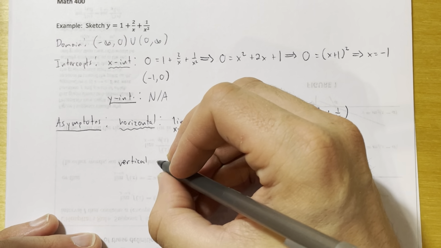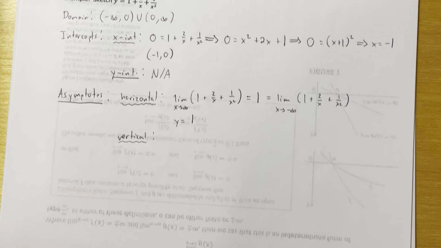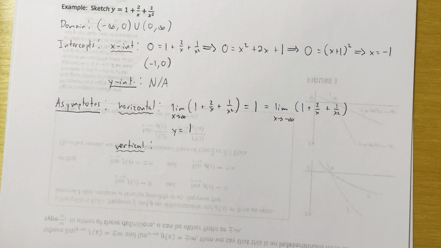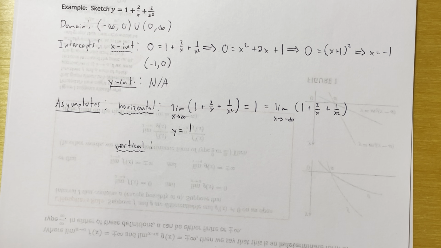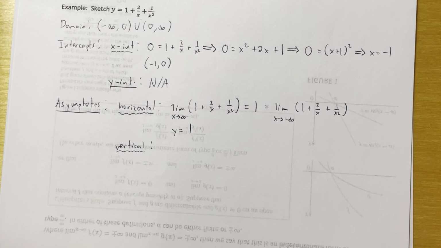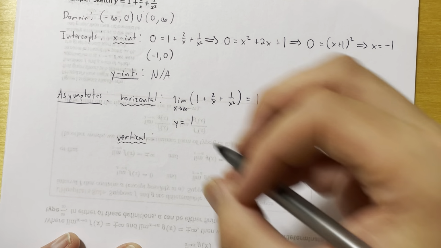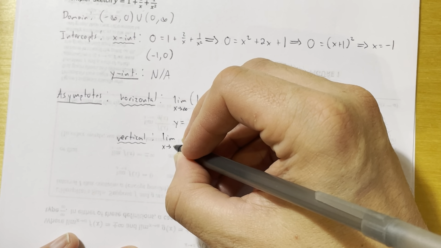What about vertical asymptotes? For the vertical asymptotes, remember, we're not approaching infinity or negative infinity. We're approaching finite numbers to determine if the function has a vertical asymptote there. And as I said before, you want to look for where your function has discontinuities, in other words, is not defined. So this function is not defined at 0. I'm suspecting it might have a vertical asymptote there. So let's start by taking a look at the limit as x approaches 0.